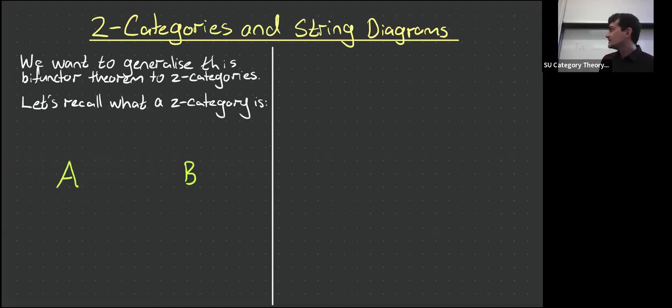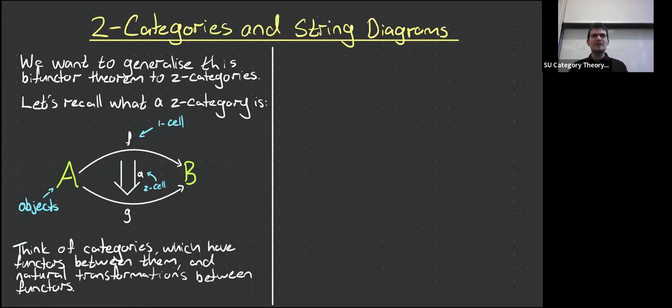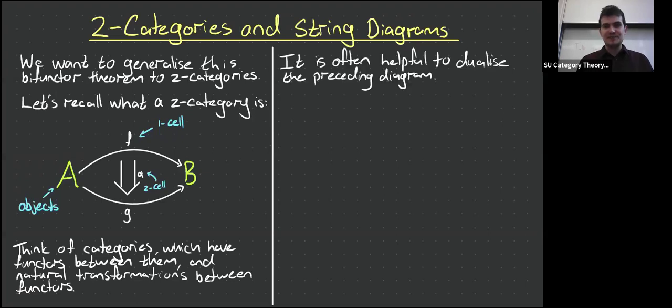So firstly, we have objects, which we might call A and B. Then we have morphisms between those objects, or one cells, as I call them here to save space. And then two cells, which occur between one morphisms. And so the thing you should be thinking about here is the two category of categories, where the objects are categories, the one cells are functors, and the two cells are natural transformations. So this is this very natural setting in which this sort of stuff arises, but actually it's a lot more general than just categories that have this structure.